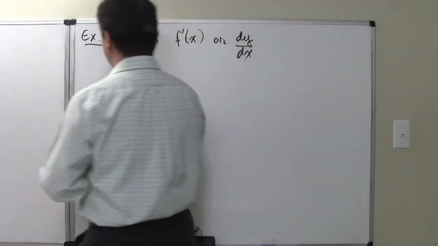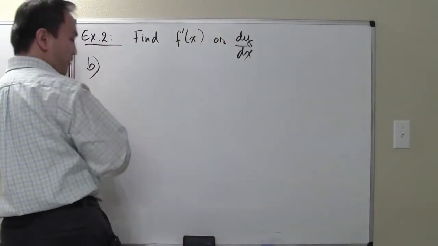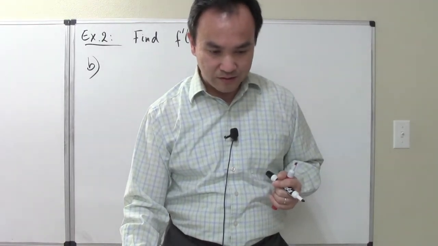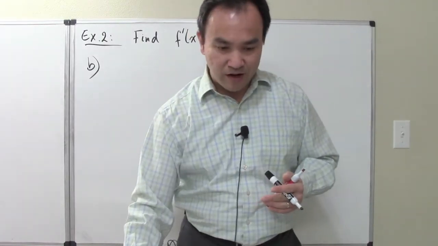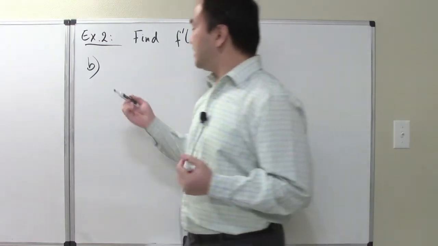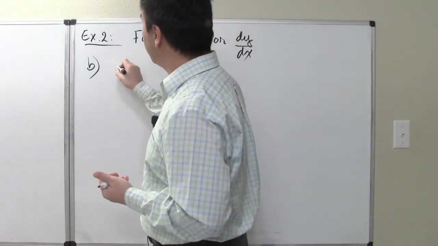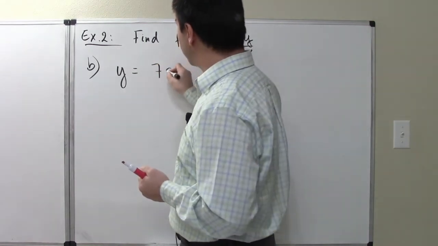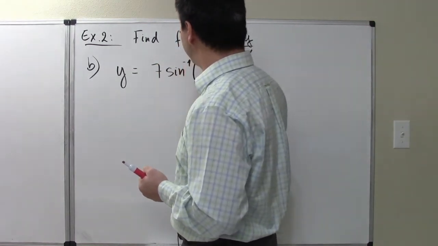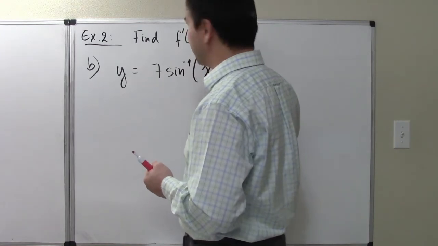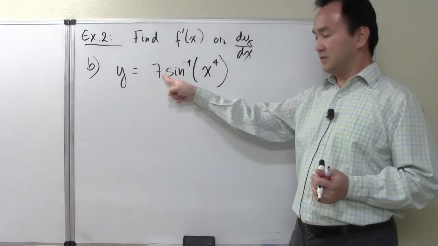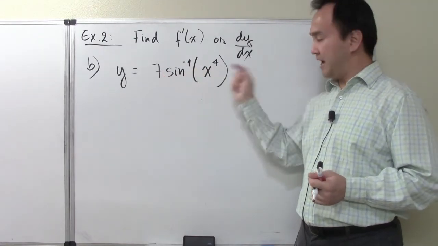All right, so part B of the example. So let me now quickly look at another problem. How about y equals 7 times sine inverse of x to the 4th. Okay, so our function here is 7 times sine inverse of x to the 4th.